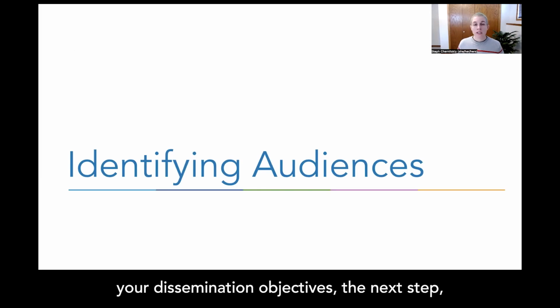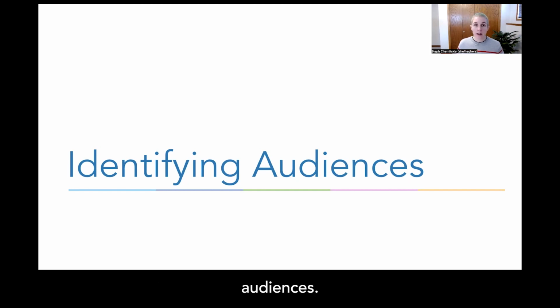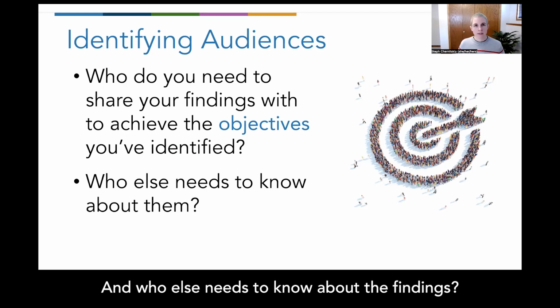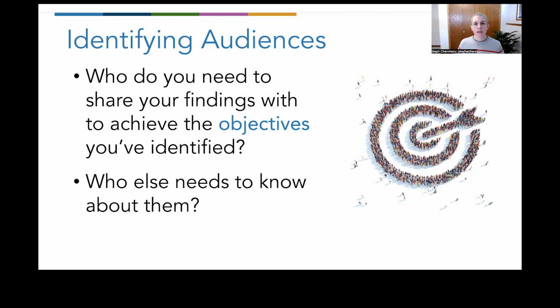Once you've determined your dissemination objectives, the next step and the first column of the dissemination strategy template is all about identifying audiences. When identifying audiences, there are a couple of questions that you should ask yourself. Who do you need to share your findings with in order to achieve those objectives that you've identified? And who else needs to know about the findings?